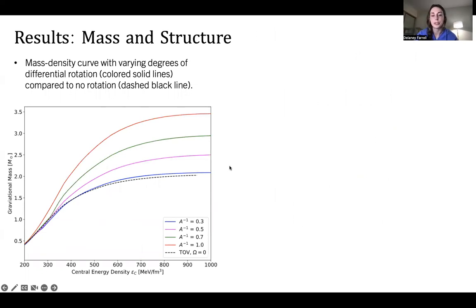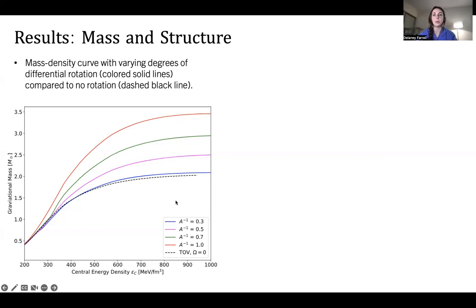And then I'll briefly show some results highlighting both the expected increase in mass and structural deformation from rapid differential rotation. In this first plot on the left, I've shown mass density curves for 4 different degrees of differential rotation that are all characterized by this parameter A inverse. It's a scaling parameter used to increase or decrease the level of differential rotation. This parameter can hold values from 0 to 1, 1 being the most extreme level of differential rotation. And the general trend that we see is an increase in mass as we get more and more extreme in our degree of differential rotation.